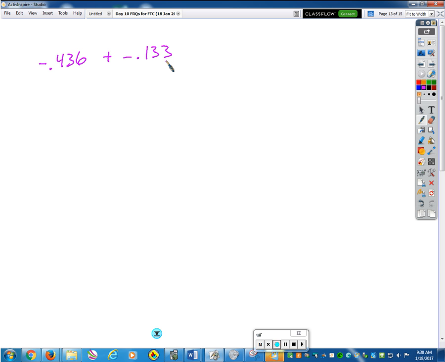Okay, please notice the units. This problem doesn't have any units, but if I put some units on the problem, it makes it a little easier to talk about. So I'll just make up some units and call these meters per second. That means these are meters per second per second.